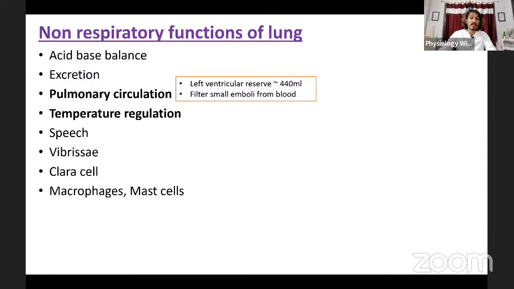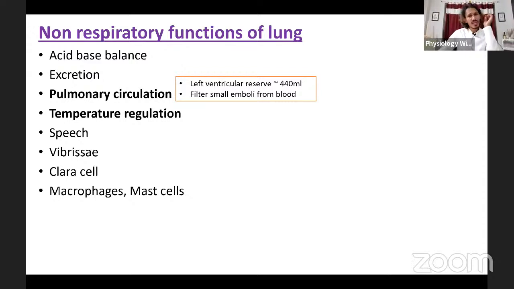Now we'll come to the non-respiratory functions. Of course, respiration is one function. Apart from that, these are the various headings I want you to look at. One is acid-base balance. Next is excretion. Then you have pulmonary circulation. You have temperature regulation, speech, vibration, filtering and prevention of foreign bodies. Then there are certain different cells in the body, like macrophages, mast cells, Clara cells, pulmonary alveolar macrophages. Okay, we'll talk about all of this.